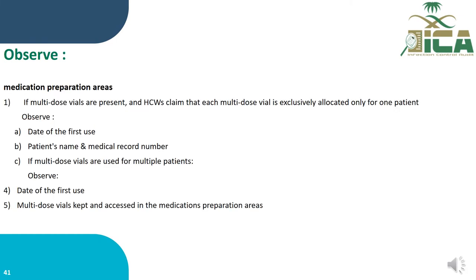For the observation, you need to visit the medication preparation area to check whether they are using multi-dose vials. If they are using these multi-dose vials and the healthcare worker says it is for one patient only, you need to be sure that they are following the date recorded on this multi-dose vial, to be sure it is for one patient.